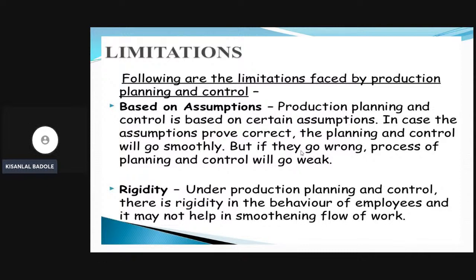Production planning and control is based on assumptions. If the assumptions are correct, then planning and control go smoothly. But if the process is wrong, the planning and control will go weak. These are some basic limitations. After that, rigidity: under production planning and control there is a rigidity in the belief of the employees, and it may not help the smoothness of the flow of work.